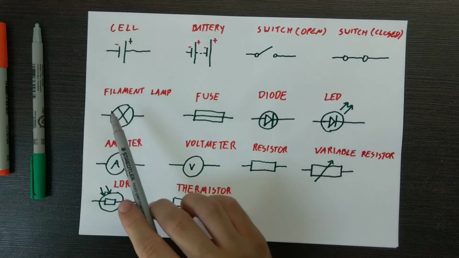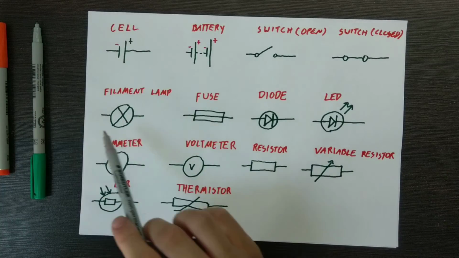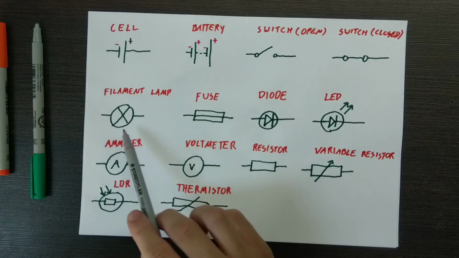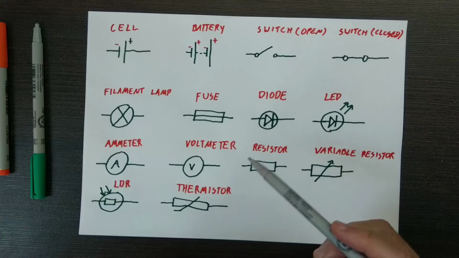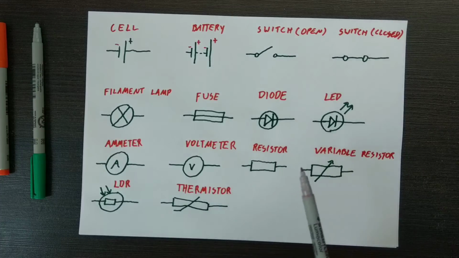Next up, we have a filament lamp. In other words, it's a light bulb. That's it. That's just a light bulb that's going to light up whenever the circuit is completed.